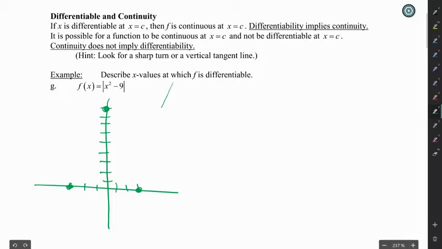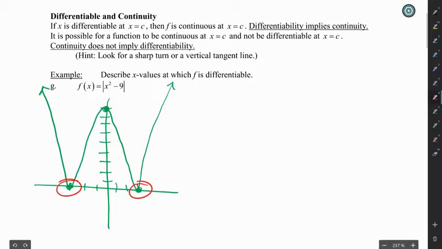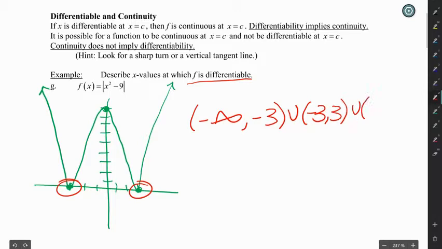So the parabola would come down. Instead of going through, it bounces sharply and then bounces sharply again. So these 2 points on the x-axis are sharp turns. Because they are sharp turns, the function is not differentiable at those 2 x values. So describe the x values at which it is differentiable. We would have negative infinity to negative 3, union negative 3 to 3, union 3 to infinity.